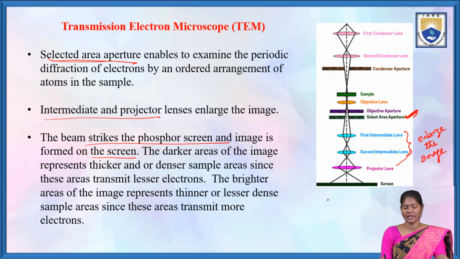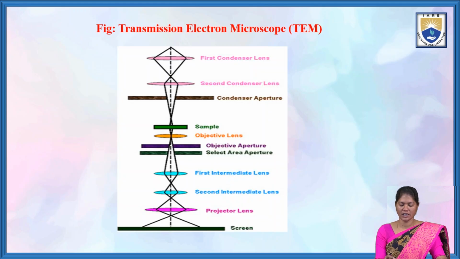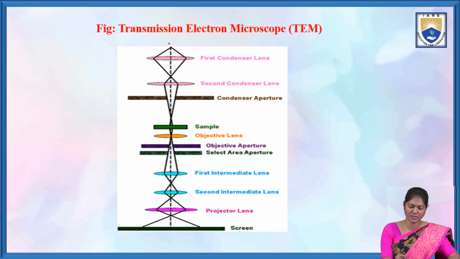So the dark areas of the image represent the thicker and denser sample areas, since these areas transmit fewer electrons. The brighter areas of the image represent thinner or less dense sample areas, since these areas transmit more electrons. So here it can be seen clearly.